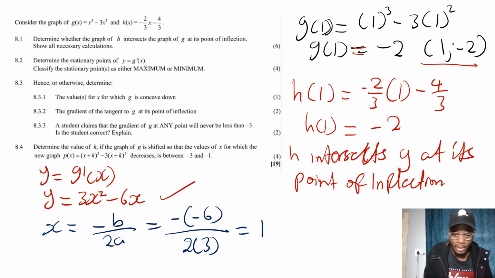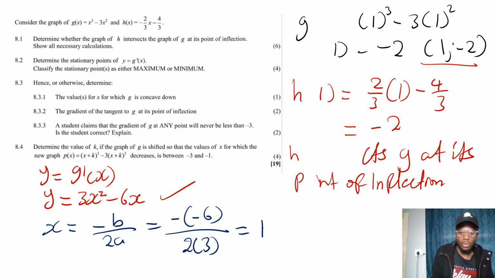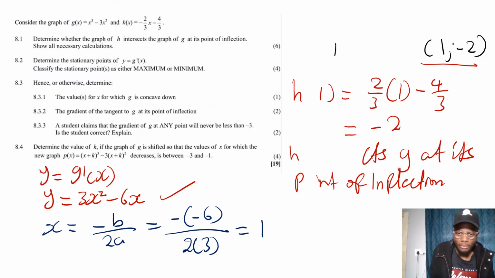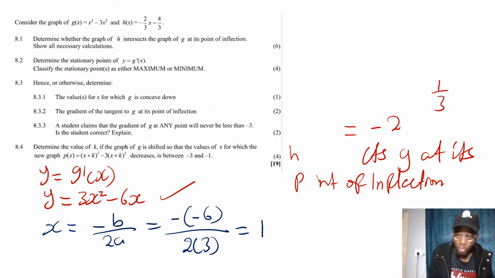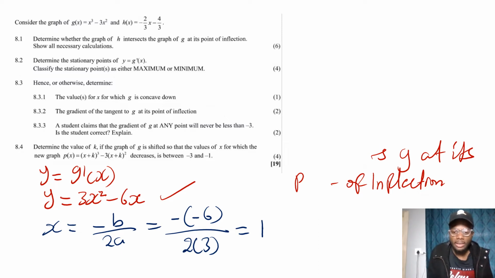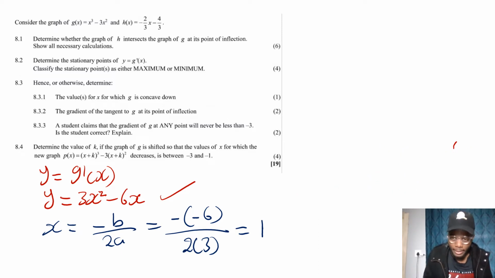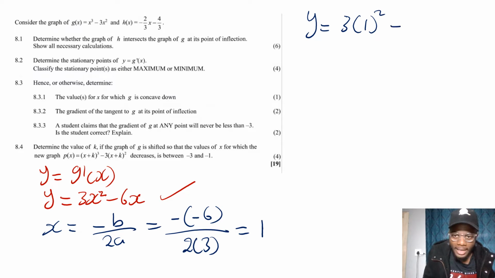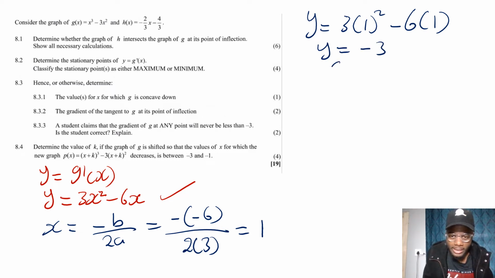Then we have to get the corresponding y value because we need to find the stationary point. So we have to substitute that x value into our original equation, y equals 3x squared minus 6x. So it will be 3 into 1 squared minus 6 times 1. This will give us -3. So the stationary point is (1, -3).